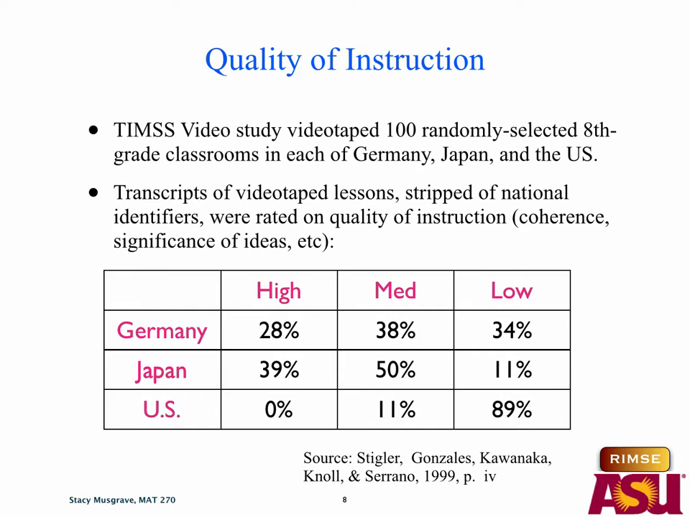Sir? Actually, I was just wondering how you could strip enough national identifiers out to make something from Japan represent something from America. It was not an easy task. There's a whole book written about it. I will be happy to give you a reference after class because I don't have it off the top of my head. But it's an interesting read. Yes.